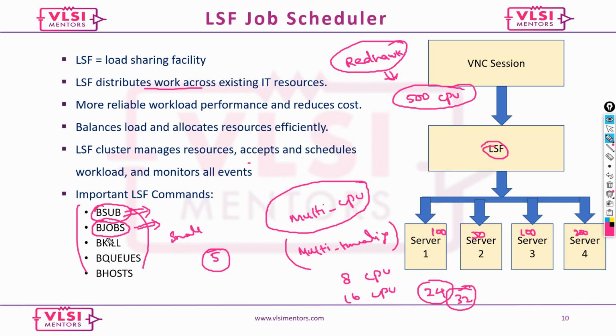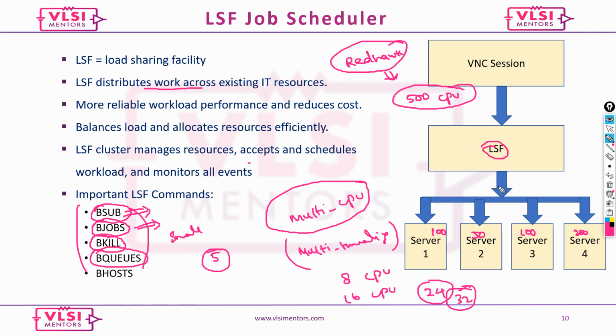And then say there is a run which is not going well. It is either erroring out, or you realize, oh man, there are some inputs that I gave wrong. Now you want to kill that run, so you use this command called bkill.